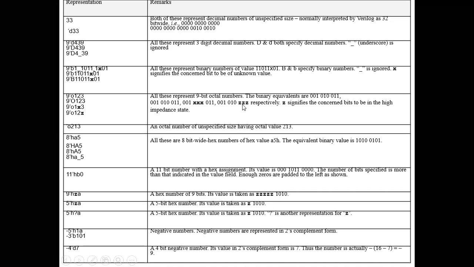That means Z is taking 3 bits respectively, right? These are the indications of these 4 numbers in its equivalent binary number. Z signifies the concerned bit to be in the high impedance state. Z is used for indicating the particular bit in the high impedance state. We have some discussion on that also.